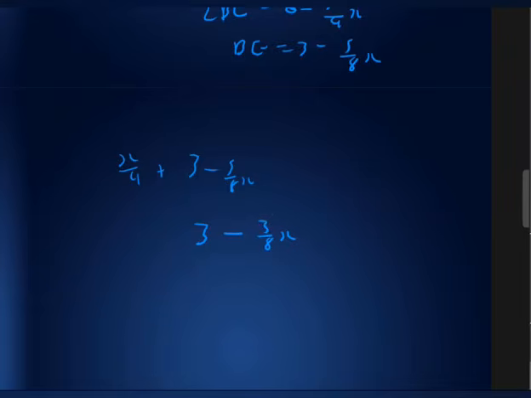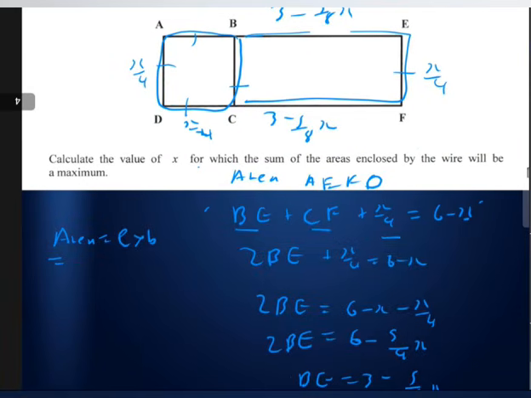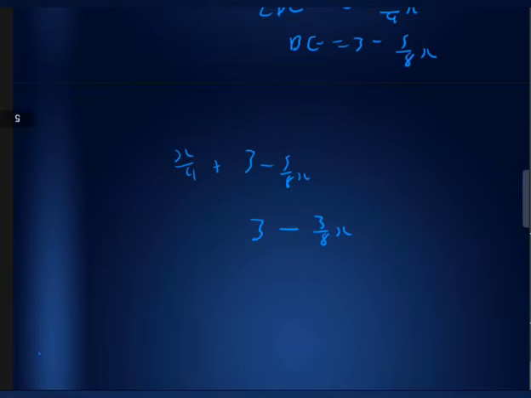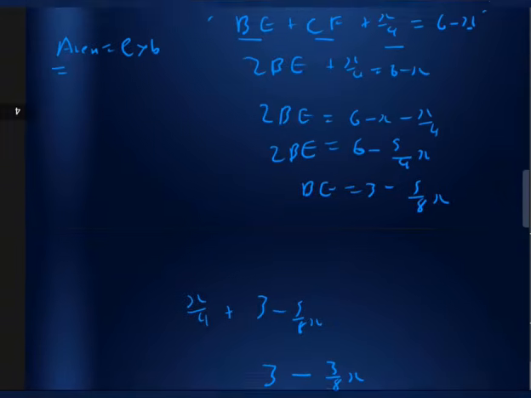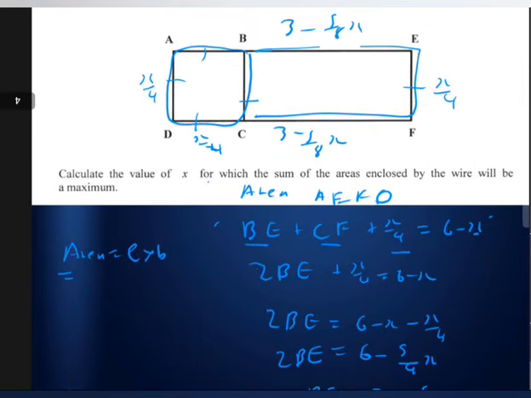So this is the length. So it means that the length is, what did I get? It was 3 minus 3 over 8. So 3 minus 3 over 8, that is the length. So now let's get the breadth. It's x over 4.